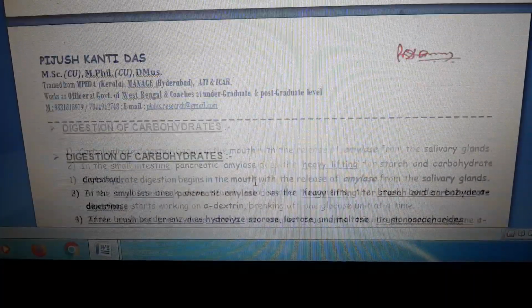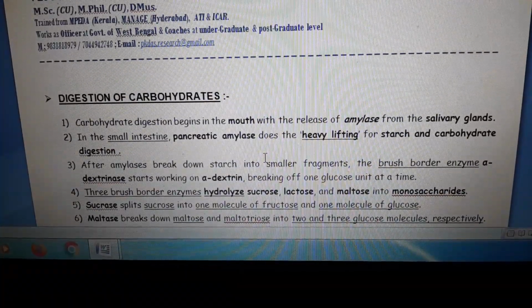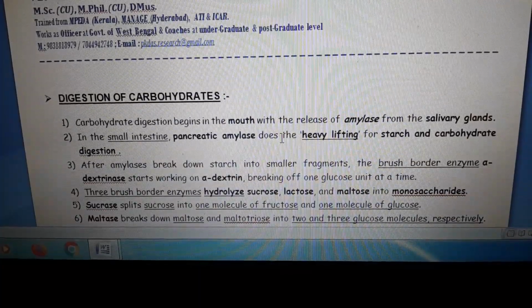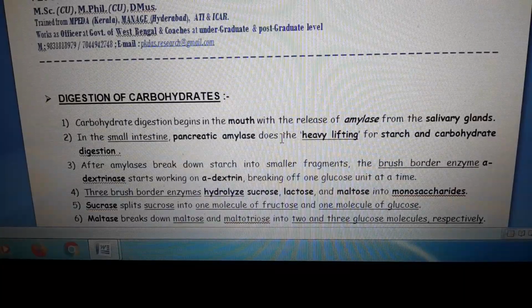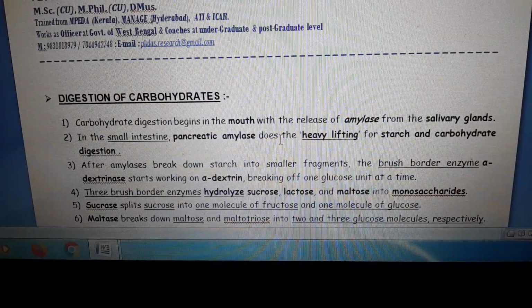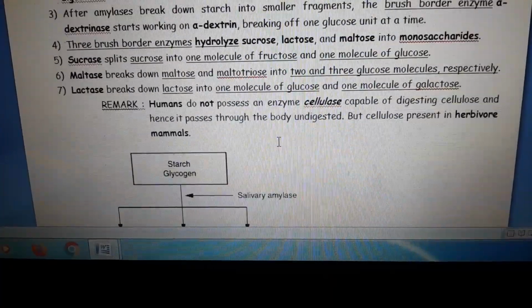And now we are going to the main part of the procedure of the digestion of carbohydrate. The carbohydrate digestion starts in the mouth with the release of amylase from the salivary gland, and in the small intestine the pancreatic amylase also helps in starch and carbohydrate digestion.